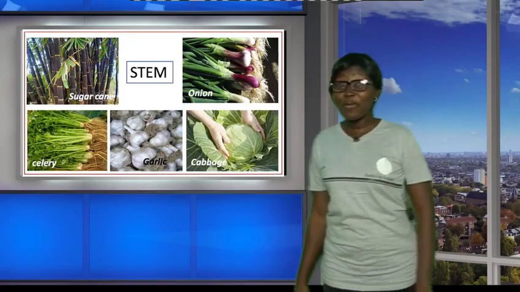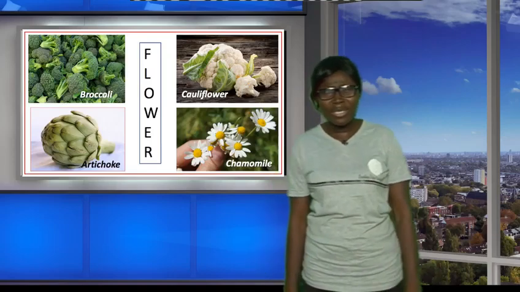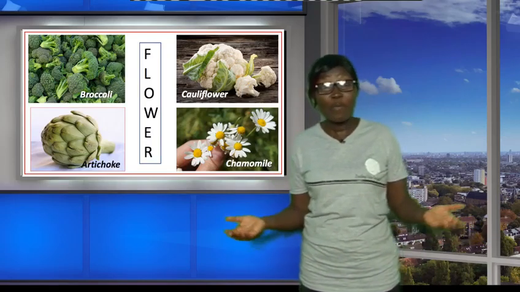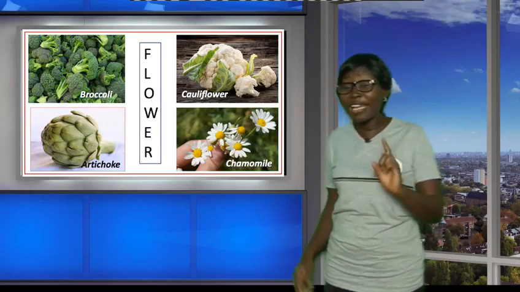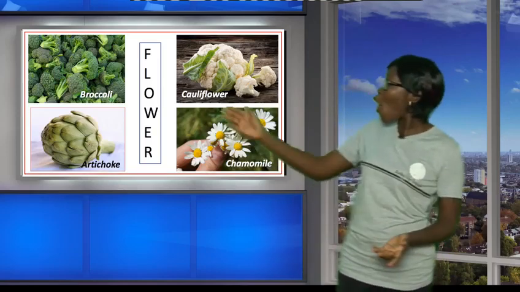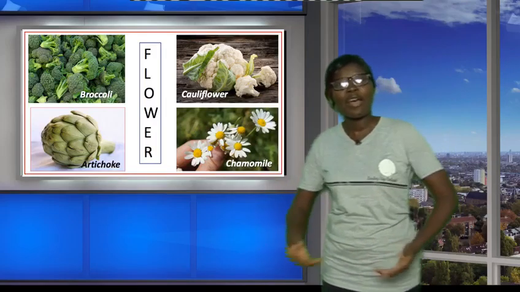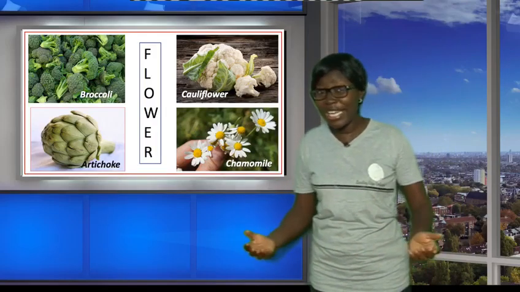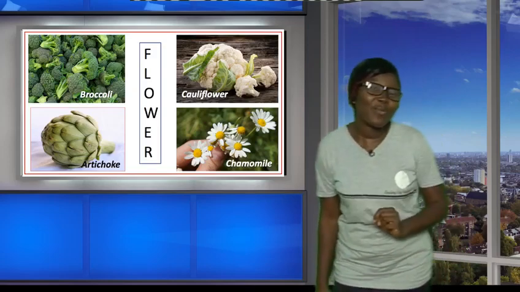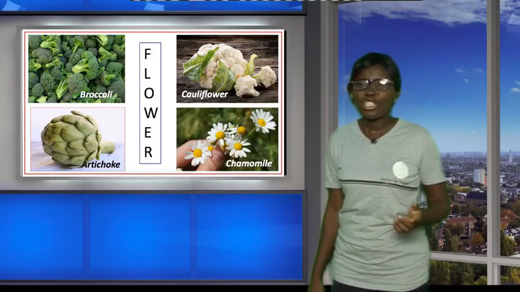The next one will surprise you. Another part of plants we eat is the flower. I know some of you will say, do we get to eat flowers? Yes. Have you eaten broccoli before? Have you had chamomile tea before? Or have you seen cauliflower before? All of these are examples of flowers of plants that we eat. There is also the Jerusalem artichoke. Maybe you should ask your mothers what flowers you eat.